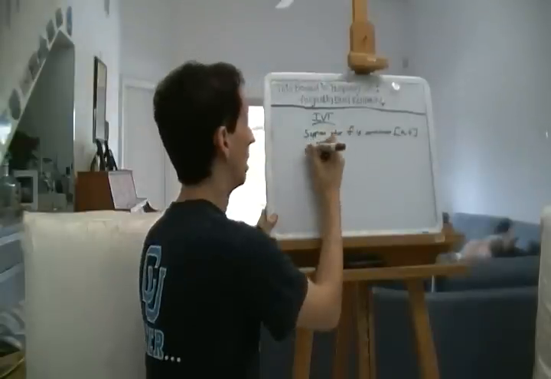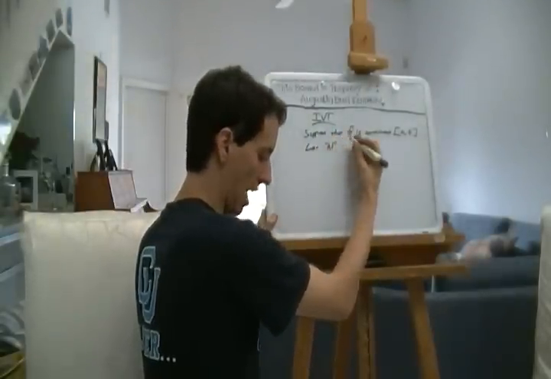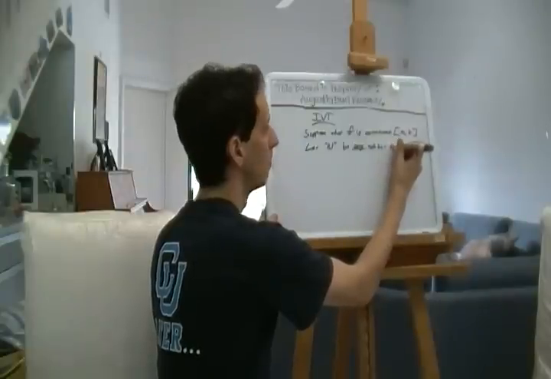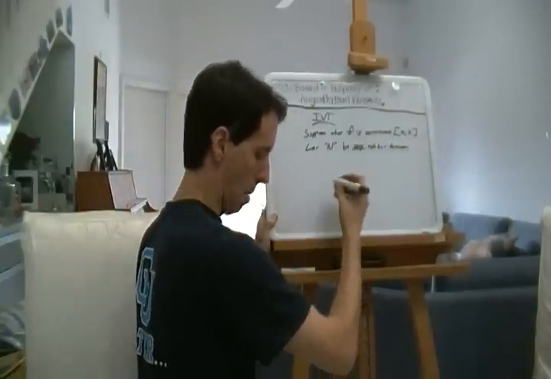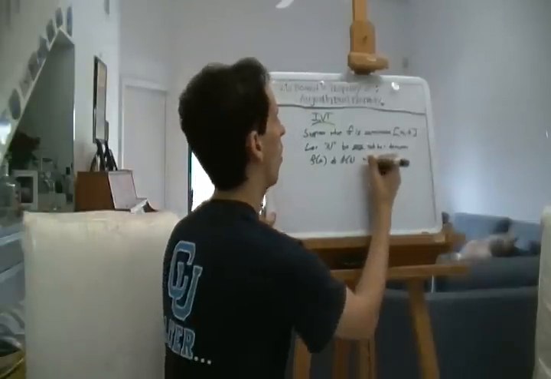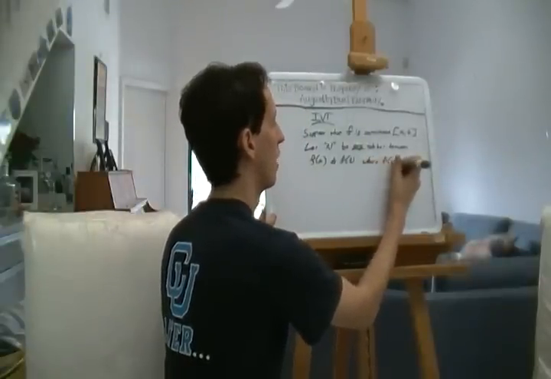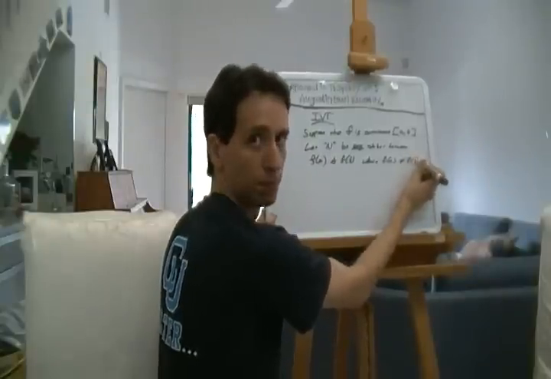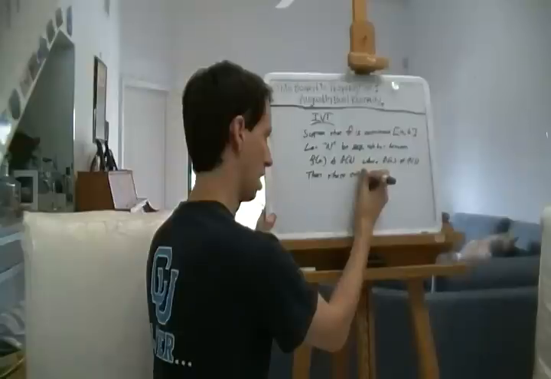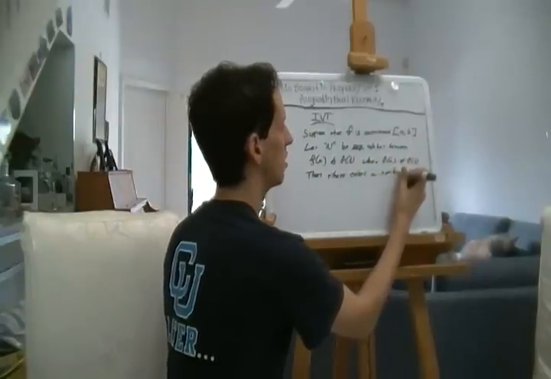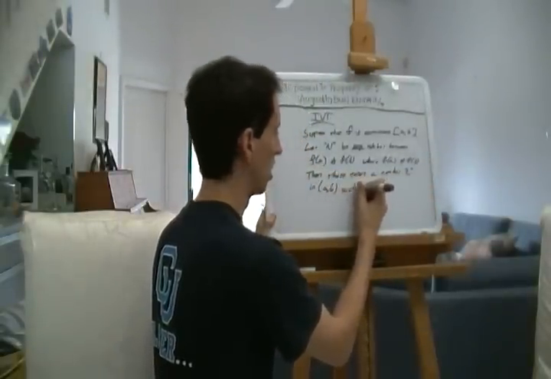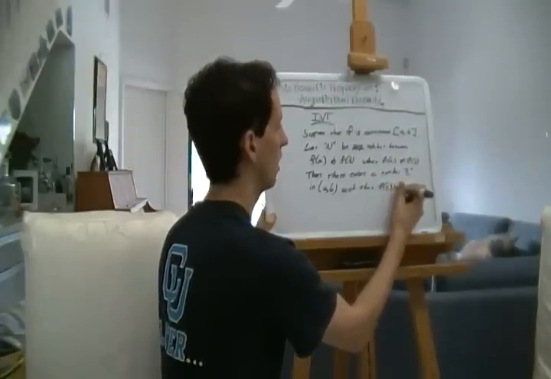Okay? Let n be any number between f of a and f of b, where f of a does not equal f of b. Then there exists a number c in the open interval a to b such that f of c equals n.